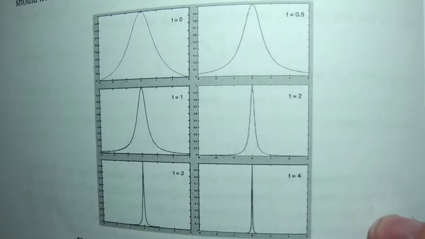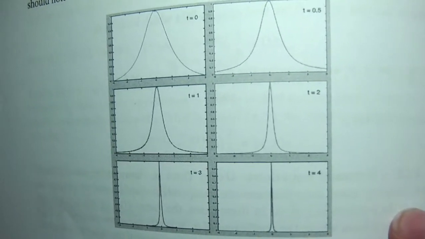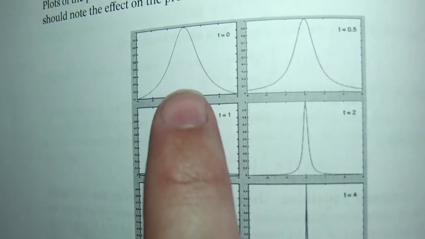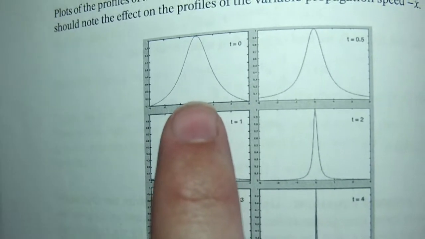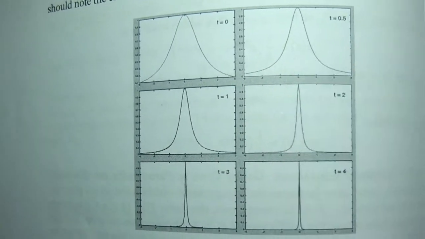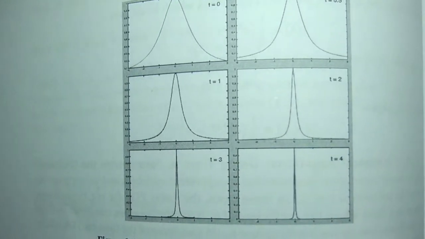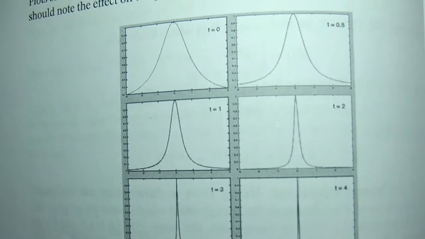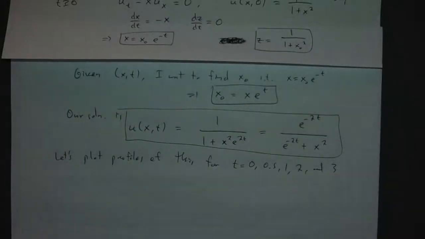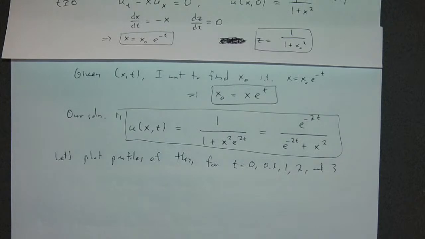So here are those profiles. Here's the initial blip, and how that affects this thing being transported. Here is at t equals 0.5. Here's t equals 1, t equals 2, t equals 3, t equals 4. So think about that compared to the profiles that we saw for the transport equation previously for constant speed. Think about how that looked, and think about how the variable propagation speed is affecting that picture, how that signal looks.